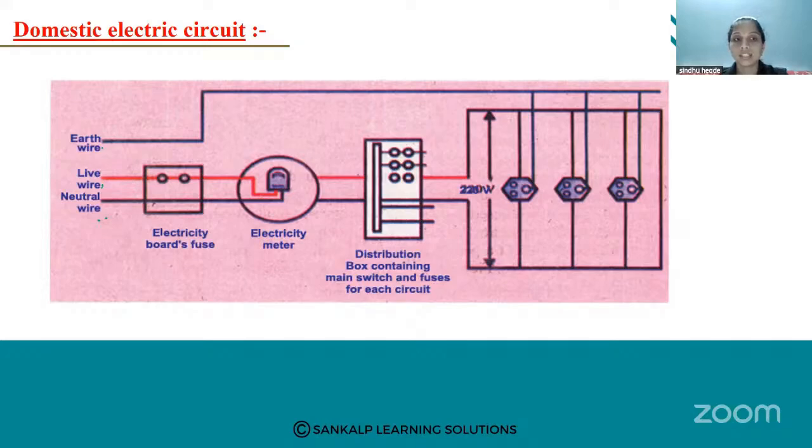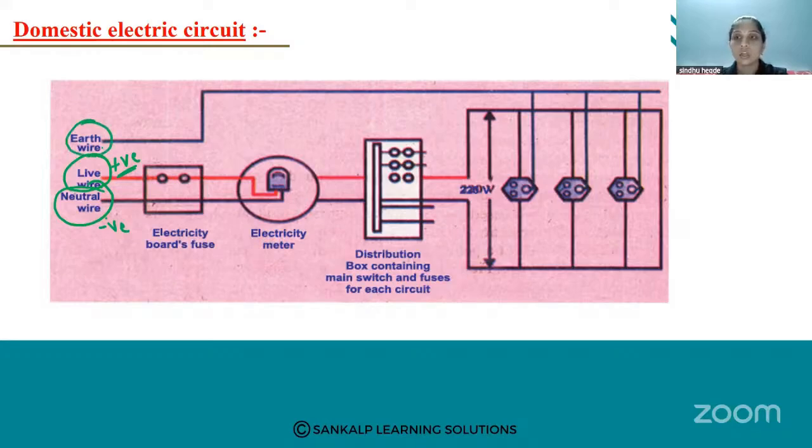First wire is called the live wire, or it is positive. And the second wire is the neutral wire, it is negative. Neutral wire is nothing but negative. And the third one is the earth wire, or we call it earthing, right?